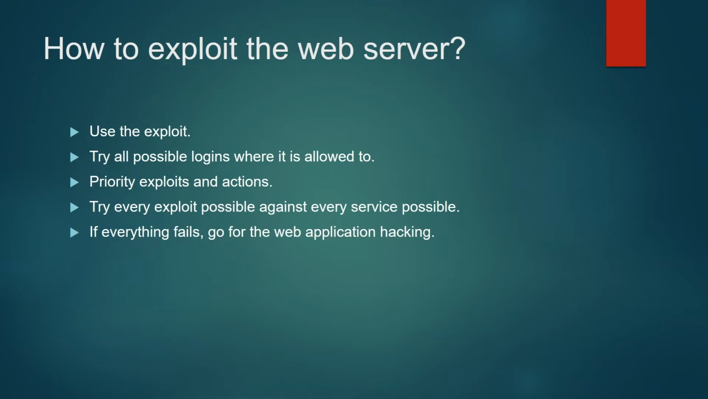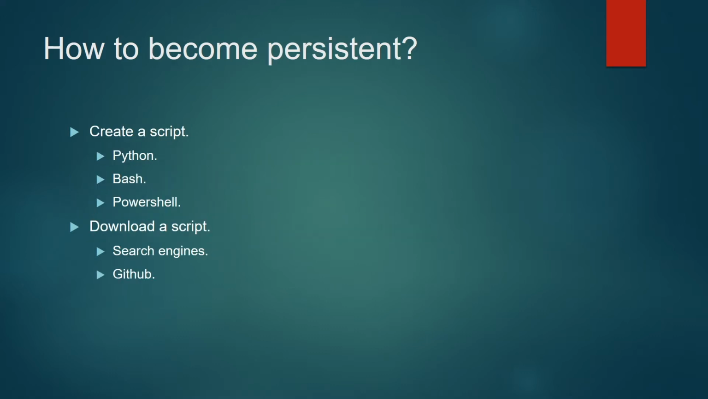So now let's move on to how we can become persistent when we get into a system, what we can do when we hack in, and how we can secure ourselves for future actions. Basically the first option is to create a script ourselves, and the second option is to download one, because there are many ready-made ones that can do the work and work quite well. But if you're not sure about them, you can create your own script.